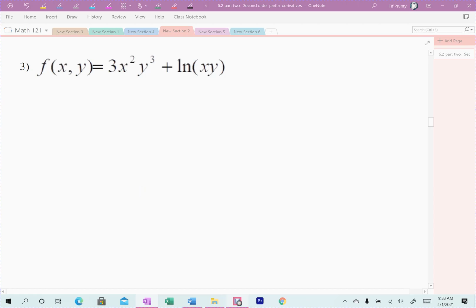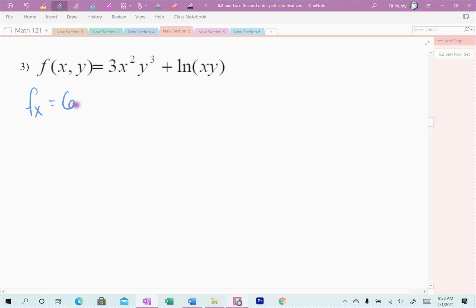Alright, so we actually took the first order derivatives of this in the previous set of notes. If you go look at the previous set of notes, I took the derivative of this. And so I'm just going to go ahead and write those down. So this was from the earlier notes, the 6.1 part 1.